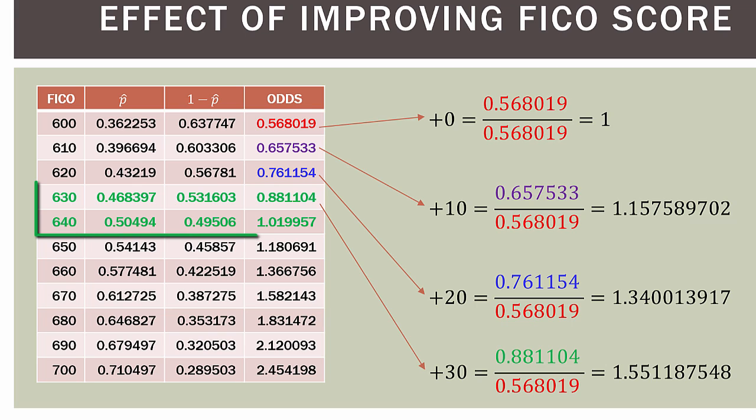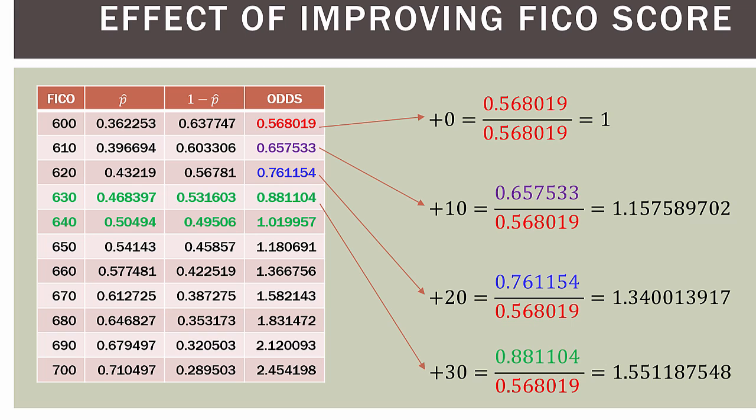Now the last thing I want to do is draw your attention to the table on the left. You'll notice that the scores of 630 and 640 I have turned green and bold. Now what makes those special? Well, if you look in the odds column, we can see that the odds for a 630 credit score are 0.8811. The odds of being approved for a 640 credit score are 1.0199, or about 1.02.